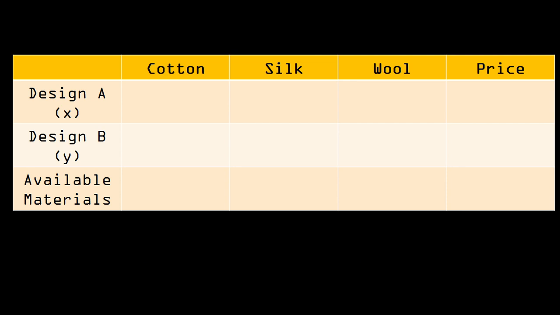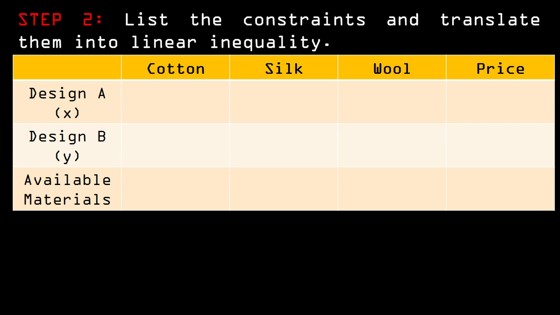Now for step two, since the materials are presented, we need to consider the cotton, the silk, and the wool. Okay, and then for step 3, let's include the price for the total selling price. So for design A and design B, based on the problem, design A requires 3 square meters for each design A. Okay, and then for design B, we have 2 square meters of cotton for each design B gown. In total, the cotton available is 18 square meters.